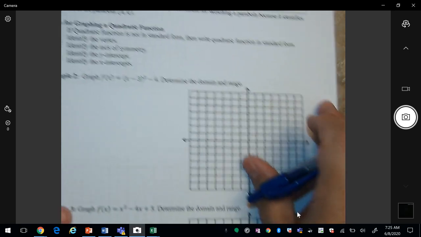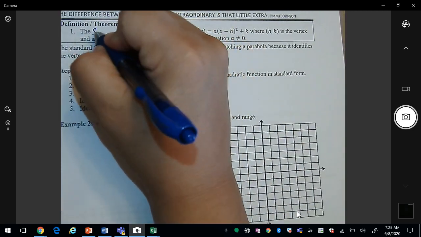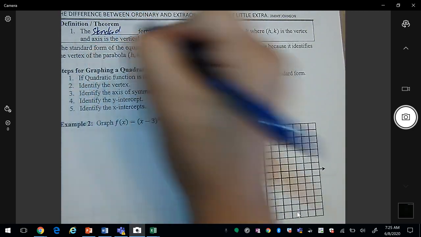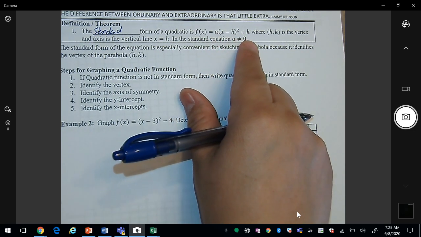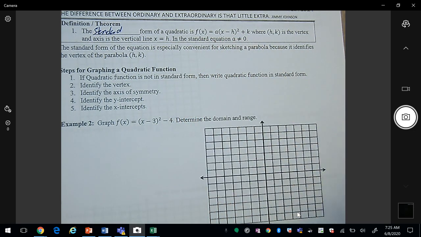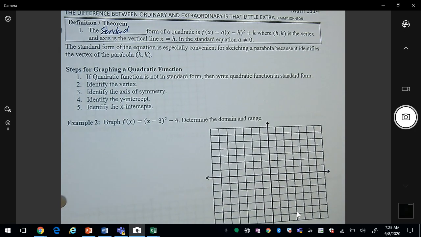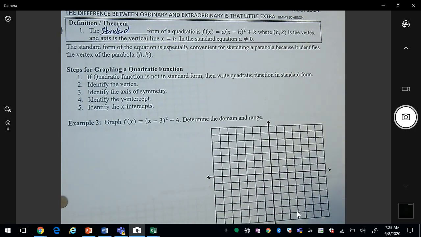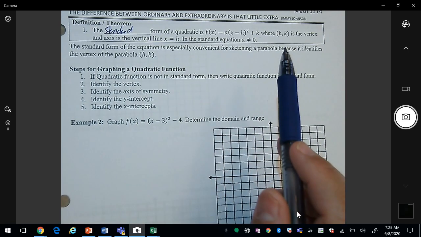Okay, so the next one, the standard form of a quadratic is given by a(x - h)² + k, where (h, k) is the vertex and the axis of symmetry is at x = h. Whenever we have this form, (h, k) is going to be your vertex.